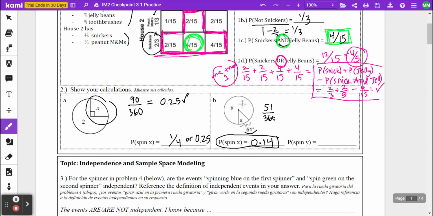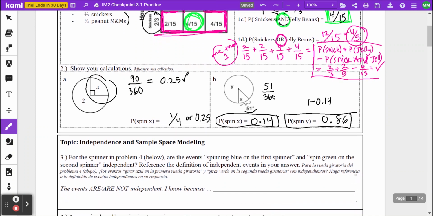And the probability of spinning Y, well, that's everything except for X. So that will be 1 minus 0.14, which is 0.86.